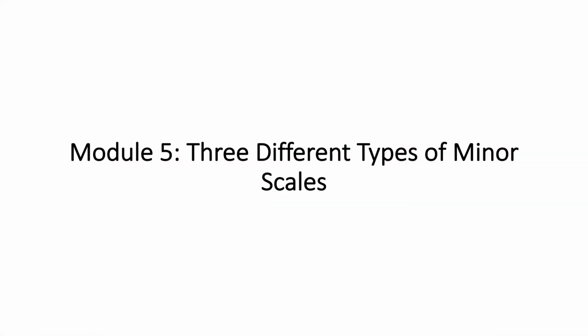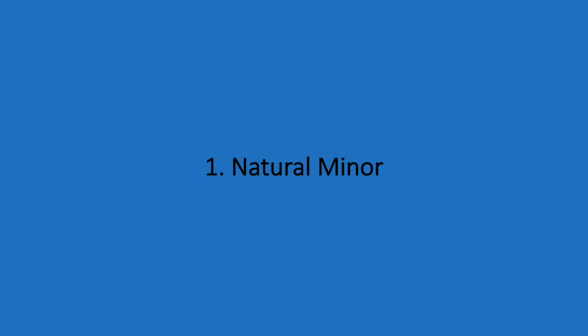Hello everyone, this is Professor Marcel Rominger, and in this video we're going to be talking about the three different types of minor scales. I'm going to be bouncing back and forth between all these different types of scales, so I'm going to be using some primary colors to help make my point. So let's get started. The first type of minor scale is known as a natural minor.